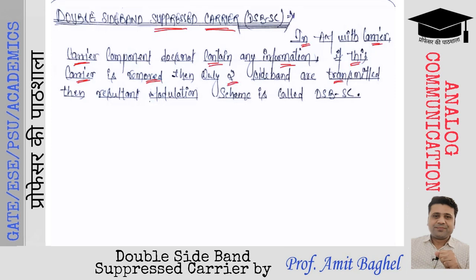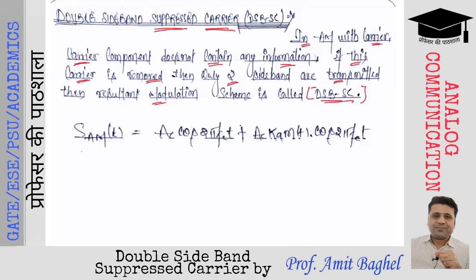Then the resultant modulation scheme is called DSBSC. This scheme is called double sideband suppressed carrier. That means we are suppressing the carrier and we are sending only the sidebands. So we are sending both of the sidebands, the upper sideband as well as the lower sideband. This is our new scheme, known as double sideband suppressed carrier, with which we are going to modulate our message signal.